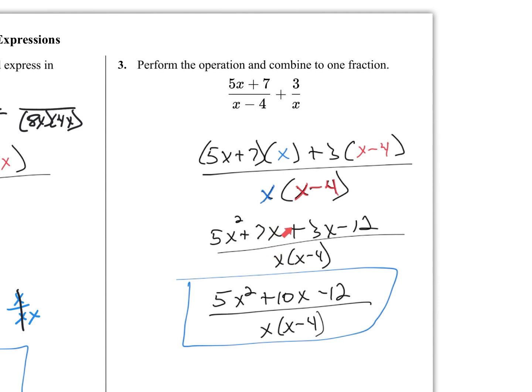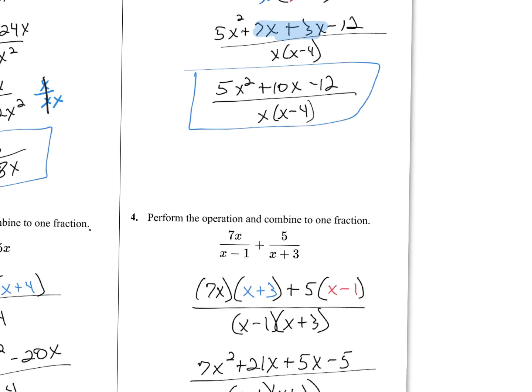Now, notice that we have these like terms of 7x and 3x. Those get added together for 10x. So 5x squared plus 10x minus 12 all over x times x minus 4. That will be our final answer.